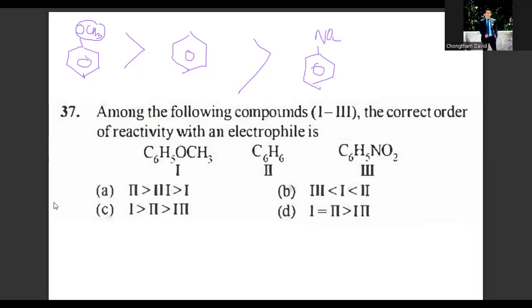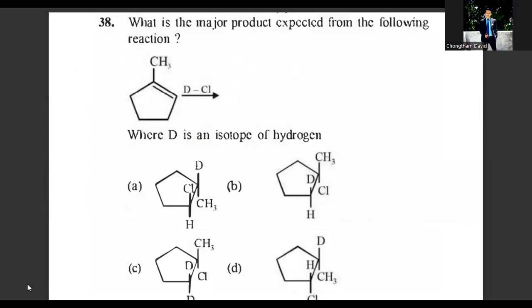Clear? Question number 38. What is the major product expected from the following reactions? So formation of a species to be more favorable is decided, and the stability is decided by the order of carbocation. That is, tertiary is more stable than secondary, than primary, right? So from this you can generate CH3.